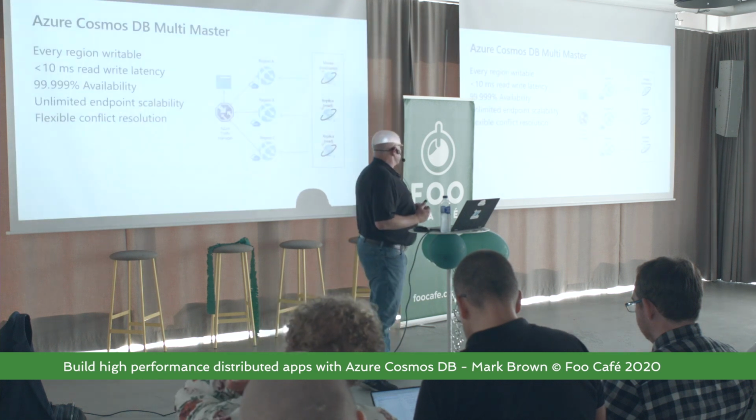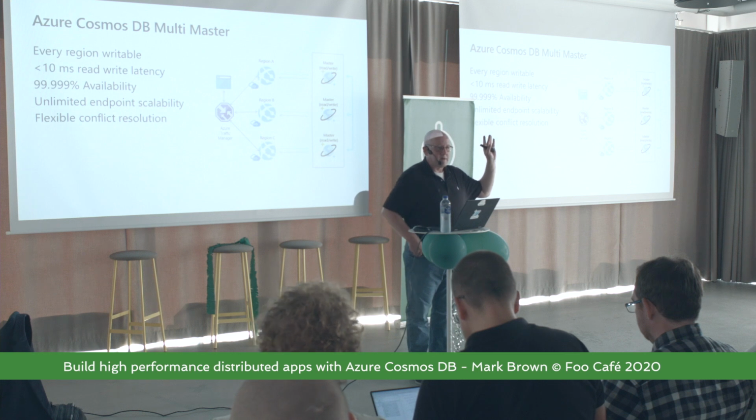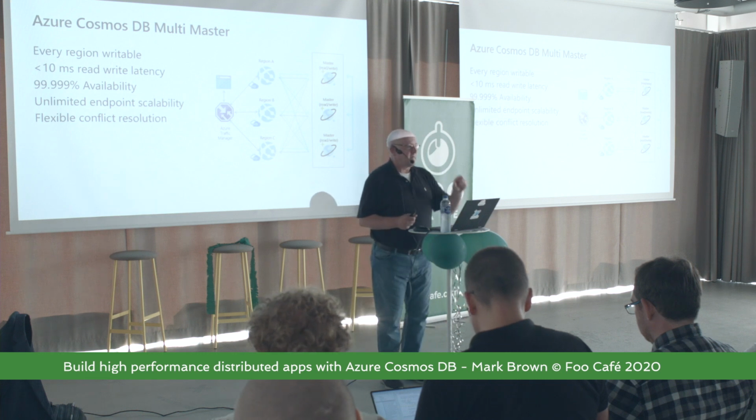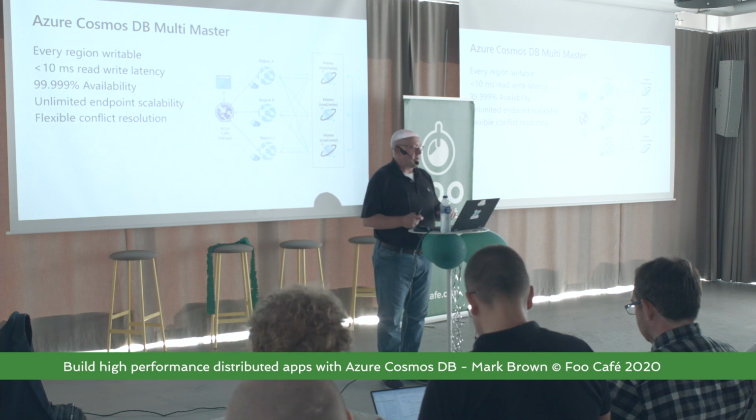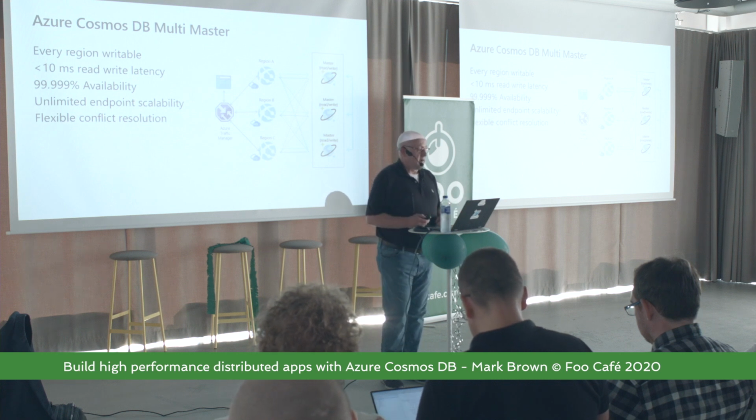With Cosmos, last year at Ignite, about September last year, we announced availability for a feature called Multi-Master. What Multi-Master does is make every read replica you have fully writable. The benefit is that every replica, every node in your distributed data store, can now get really low write latency in addition to the read latency. This is going to increase your availability.